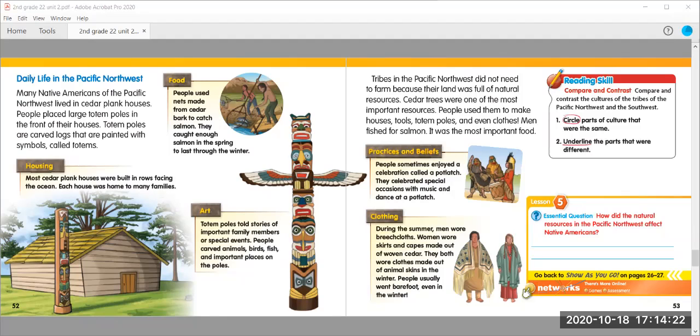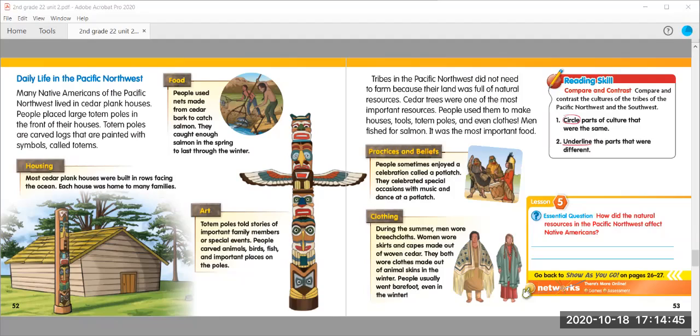Housing. Most cedar plank houses were built in rows facing the ocean. Each house was home to many families. Food. People used nets made from cedar bark to catch salmon. They caught enough salmon in the spring to last through the winter.